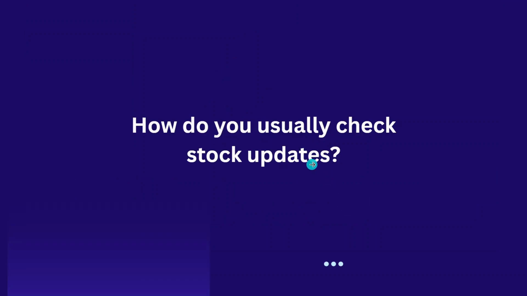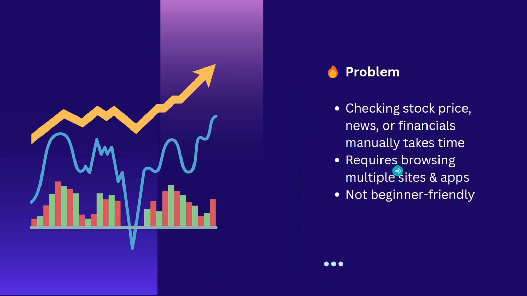How do you usually check stock updates? Most of us just open Google, search the company name, click on a few links and websites, and scroll through charts. Correct? Honestly, that is exactly the problem in this scenario: it takes more time, and sometimes it's just too much info to digest. It feels like a mini research project every single time, right?